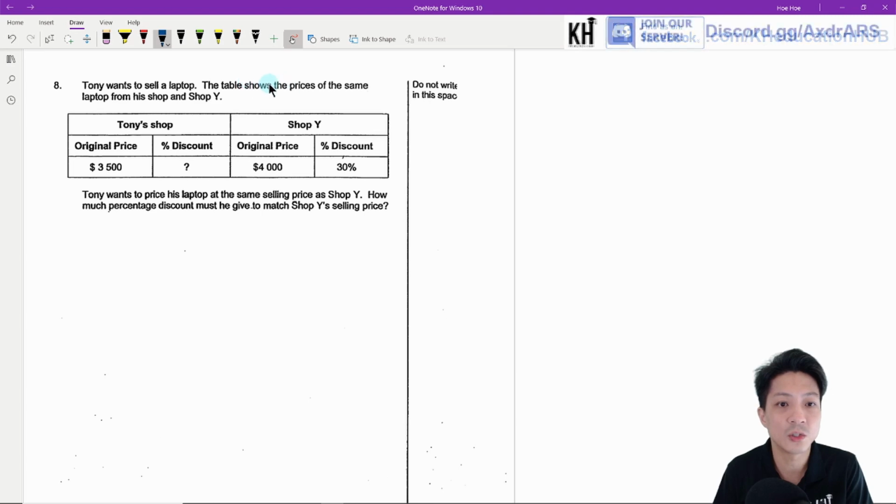Okay, question 8. Tony wants to sell a laptop. The table shows the prices of the same laptop from his shop and shop Y. Tony wants to price his laptop at the same selling price as shop Y. How much percentage discount must he give to match shop Y's selling price?